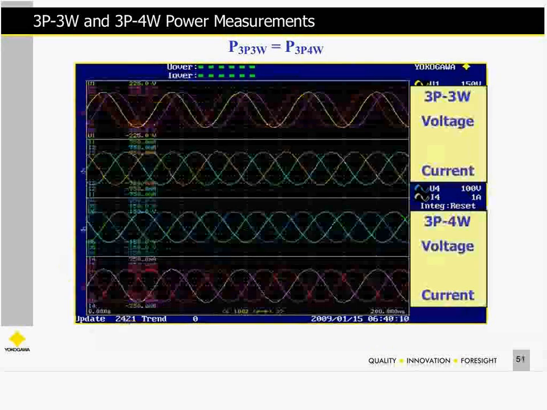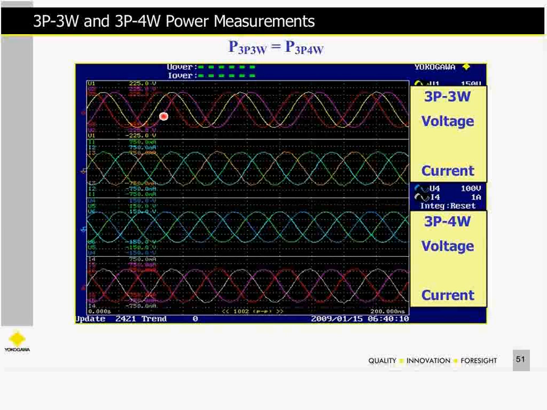And if we look at the waveforms, this is the 3-phase 3-wire connection. You'll see the waveforms 60 degrees apart. And the currents are phase currents, so those are 120 apart. Here's the 4-wire system. The meter sees those 120 degrees apart, as well as the phase currents 120 degrees apart.